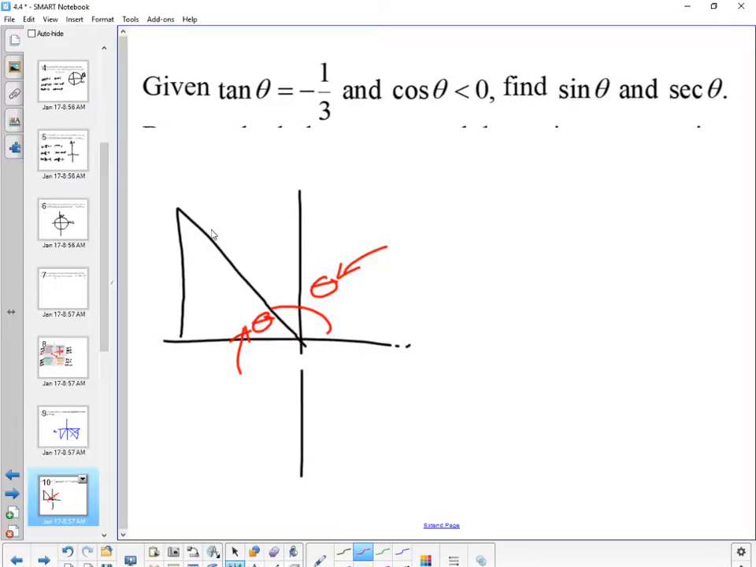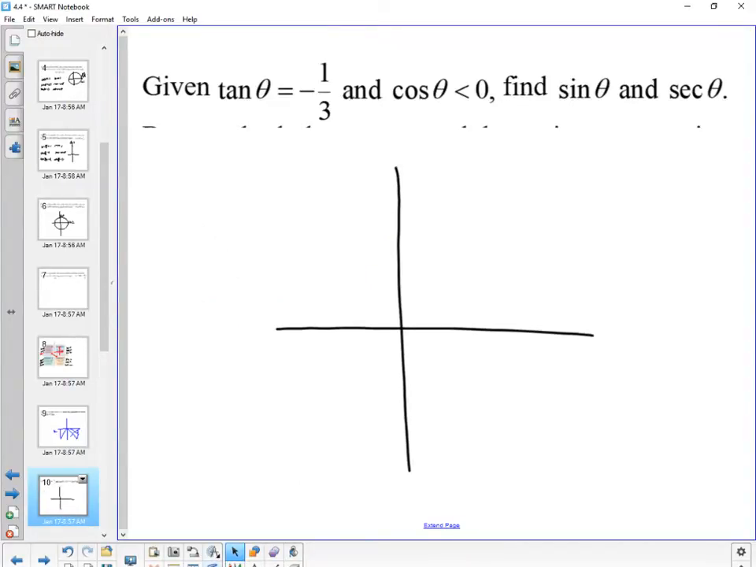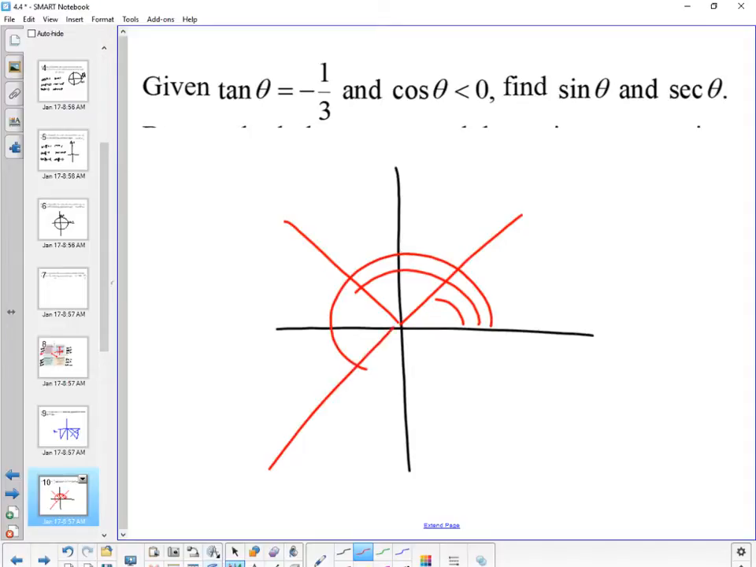Let me talk about it a little bit because it's obviously confusing some people. When I draw an angle, where should I start? I should start at 0, correct? So I could go here and I can stop, right? I could go here and I could stop. I can go here and I could stop. You get the point? But I always have to start at 0.